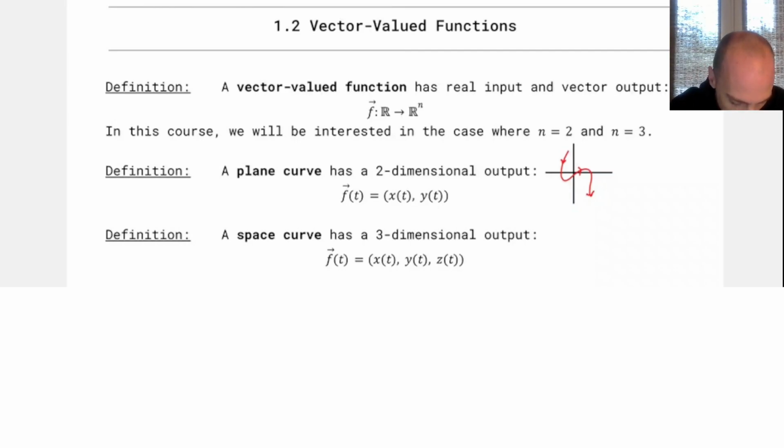And then the type of vector-valued function with a three-dimensional output we'll call a space curve, because it's a curve operating in three-dimensional space. And you can see there's a sketch of one of those right there.